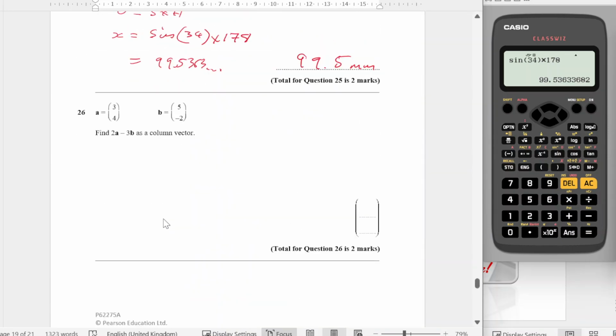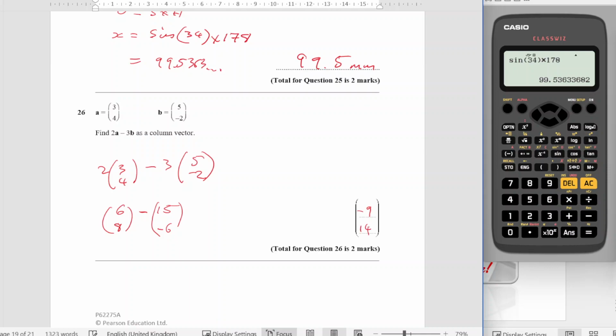Right, so 2 lots of A minus 3 lots of B, so that's going to become 2 lots of 3, 4 minus 3 lots of 5, minus 2. That's going to become 6, 8, minus 15, minus 6. So 6 minus 15 is going to be minus 9. And then 8 minus minus 6 becomes 8 plus 6, so that would be 14.